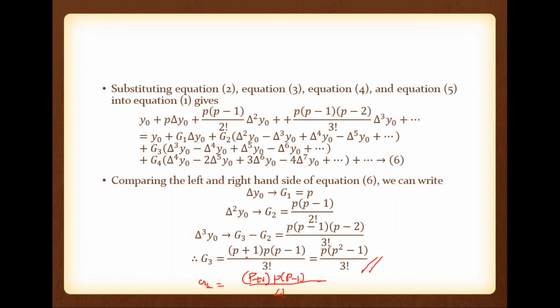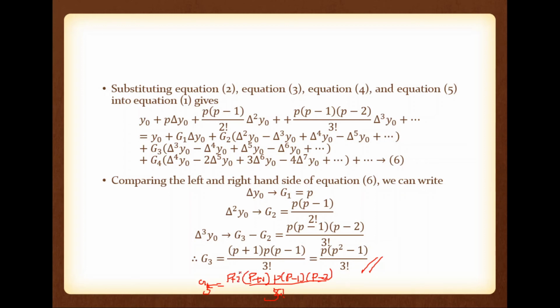Now here plus 1 is added. Now what is the next one? Already p minus 1 is added, then p plus 1 is added. Now the next one is p minus 2. This is g4. What about g5? If it is g5, denominator will become 5 factorial. Already p plus 1, p minus 1, p minus 2 is added there. So we have to add p plus 2.